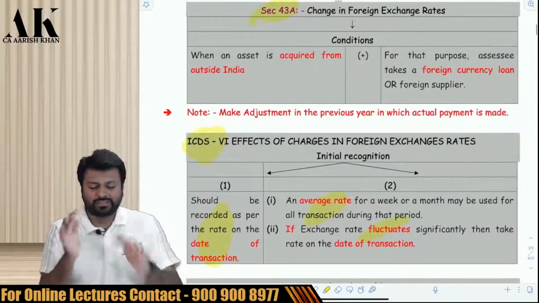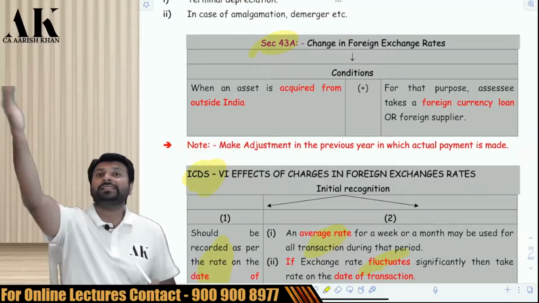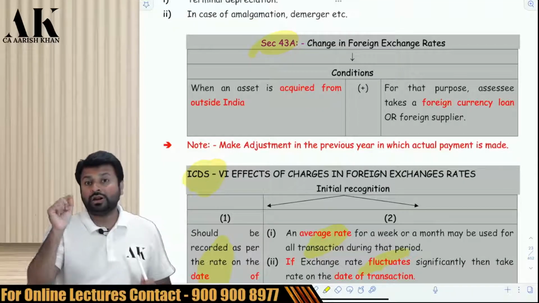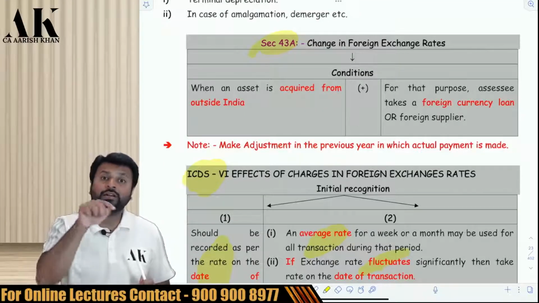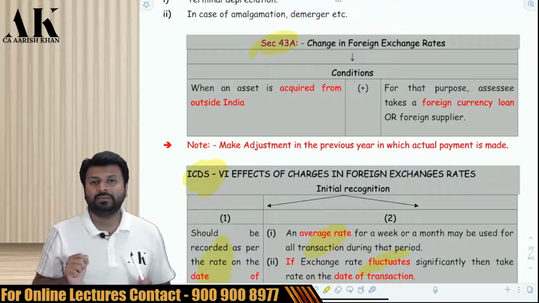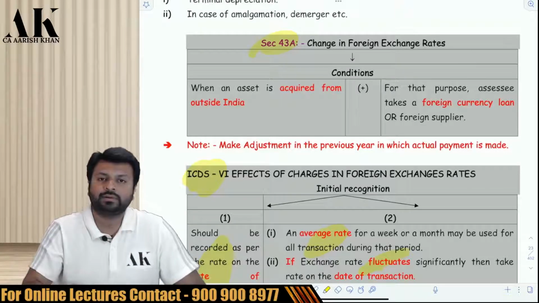43A is a very small section which talks about a very specific category of gain or loss. That is, you have to buy the asset from outside India, and you also have to take a loan on that asset in foreign currency, or it should have a foreign creditor with a foreign currency payment, and then the payment has to be adjusted. Gain or loss has to be adjusted on the date of payment.